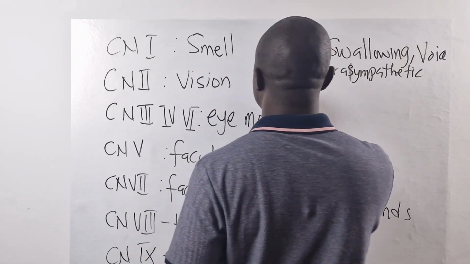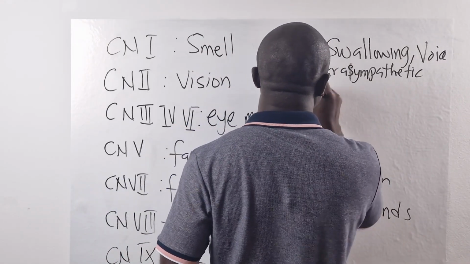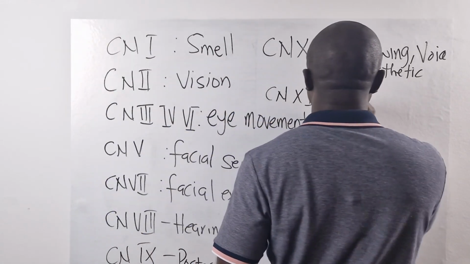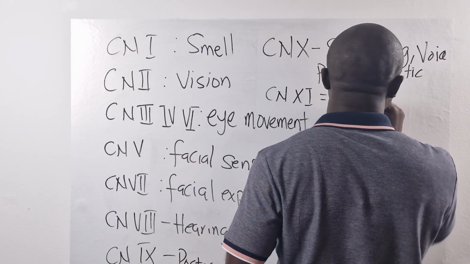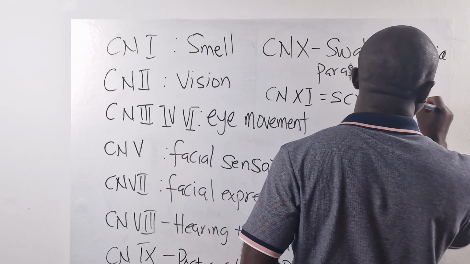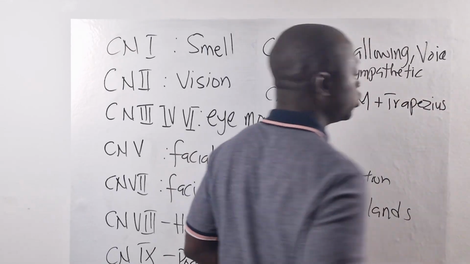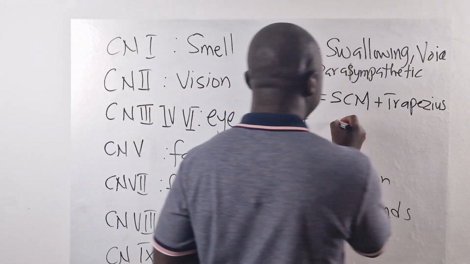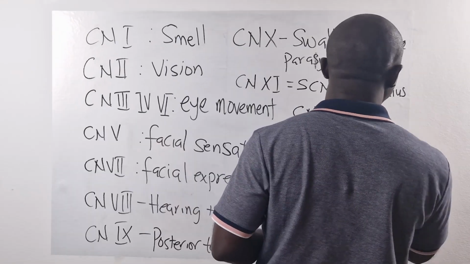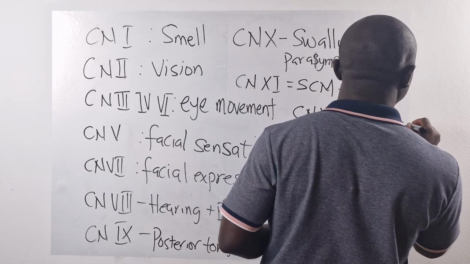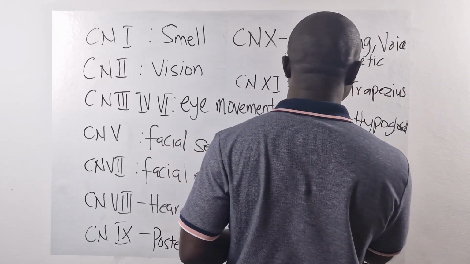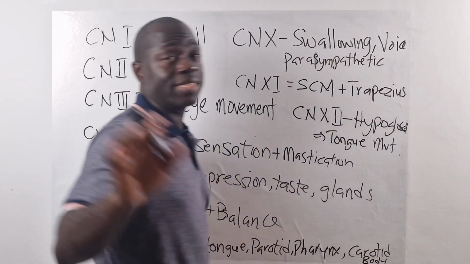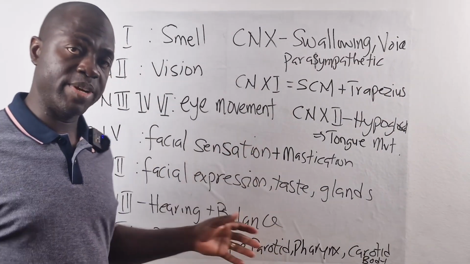And then we are going to have the cranial nerve 11, okay, the one we just talked about, neck and tongue. So cranial nerve 11, the sternocleidomastoid muscle, and trapezius, the accessory nerve. So shrugging of shoulders, which is by the trapezius, and the movement of the neck. And finally, the cranial nerve 12 is the hypoglossal nerve, and that is tongue movement. Remember that, tongue movement. So that's the summary of all the cranial nerves.